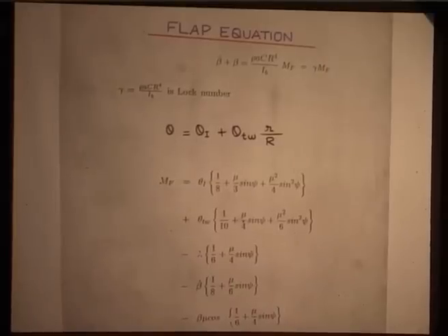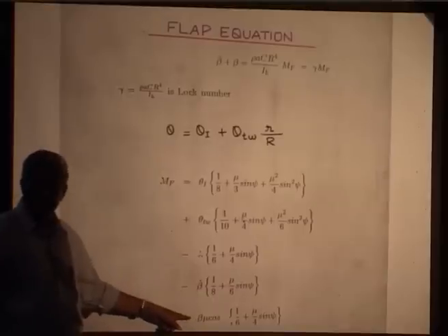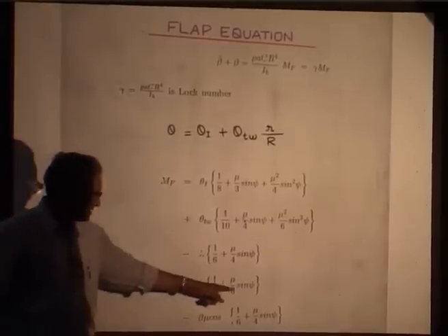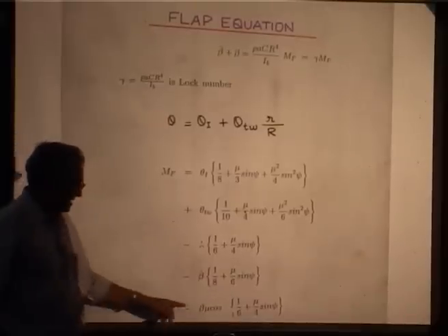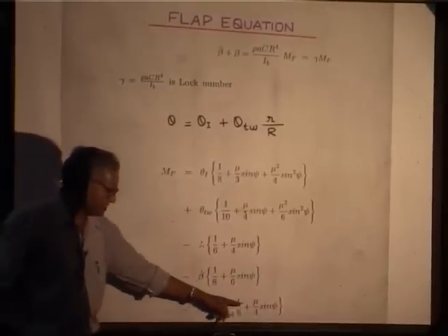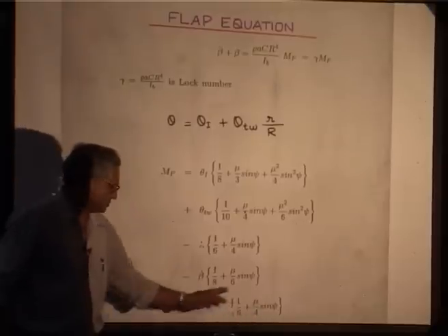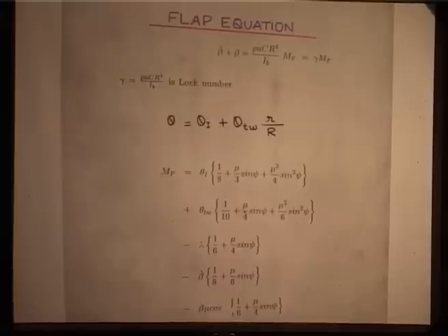Now you are having the flap equation with coefficients which are of sine psi, cosine psi, within the coefficients of beta dot and beta. You follow? Because beta dot has a sine psi. Here beta has mu cos psi over 6 and then another mu sine psi. So this will be going mu square over 4, etc.